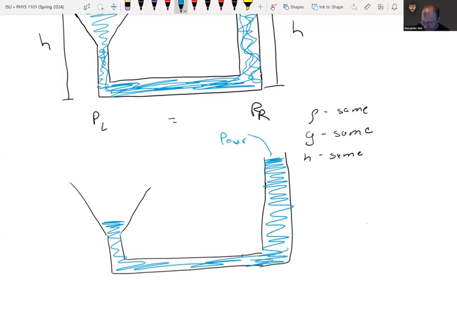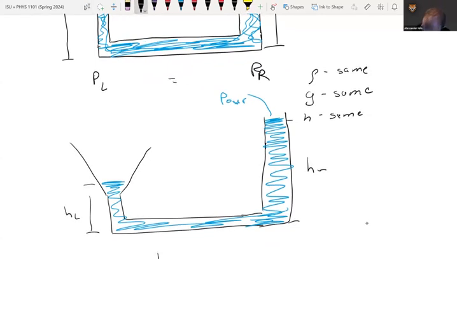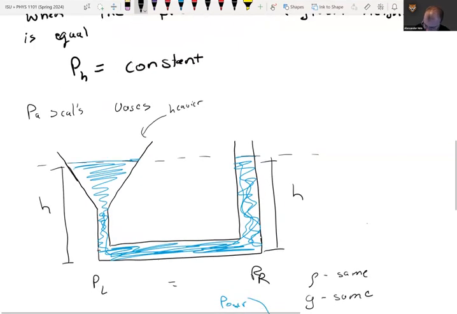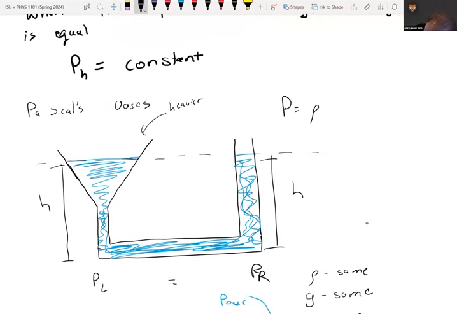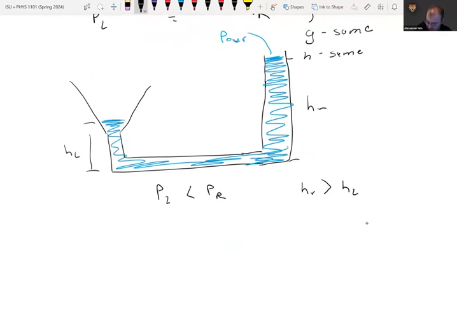Well, now what happens is that the right height, H sub R, is greater than the height on the left, H sub L. What this means is that the pressure on the left is less than the pressure on the right, and it's just because H sub R is greater than H sub L. The densities are the same, the gravity is the same, but the pressure will be greater if the height is greater. Just because, reminder, your pressure is equal to rho of your fluid times g times h. So your pressure on the right is greater than the pressure on the left.